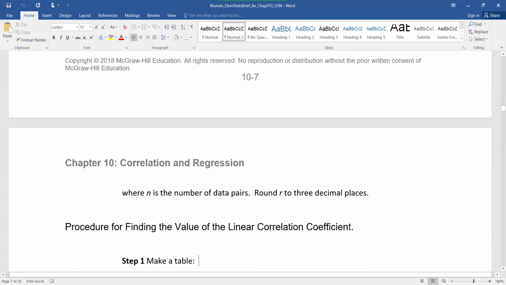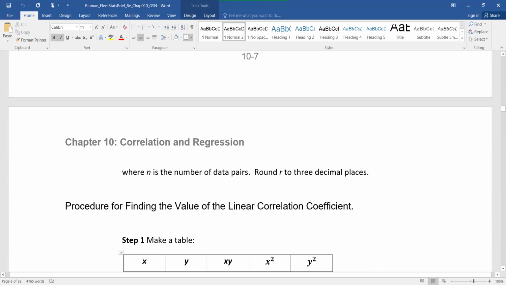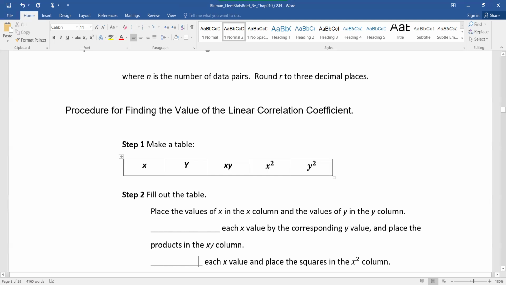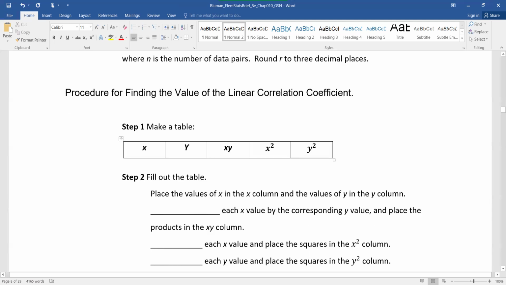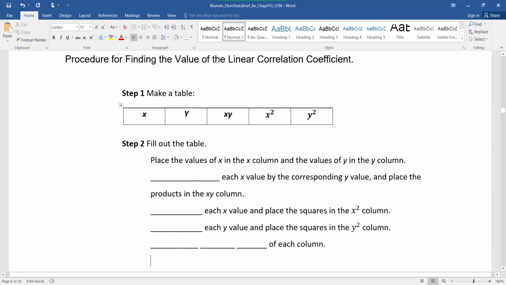It's the correlation coefficient. It tells you how strong or weak your linear correlation is. N is the sample size. So if I had 10 people in my sample, N would be 10. So it's the number of data pairs. And we'll round to 3 decimal places when talking about R. So it is going to make you go through the steps of this.